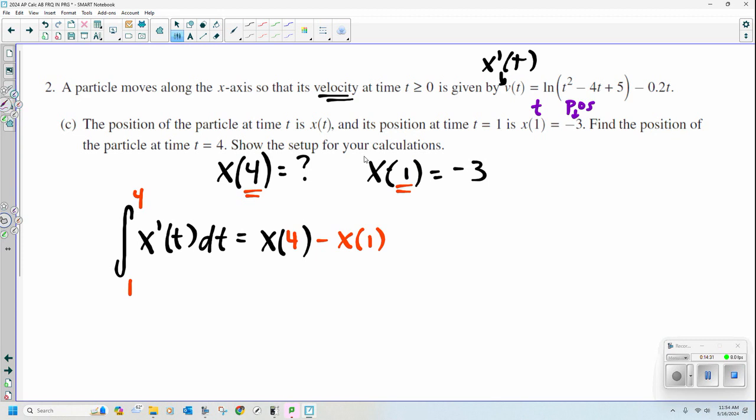They give us x of 1. So I'm subtracting a negative 3. They give us this. This is what we're finding out, okay? And I just got to put this in the calculator. All right, well, let's do that.